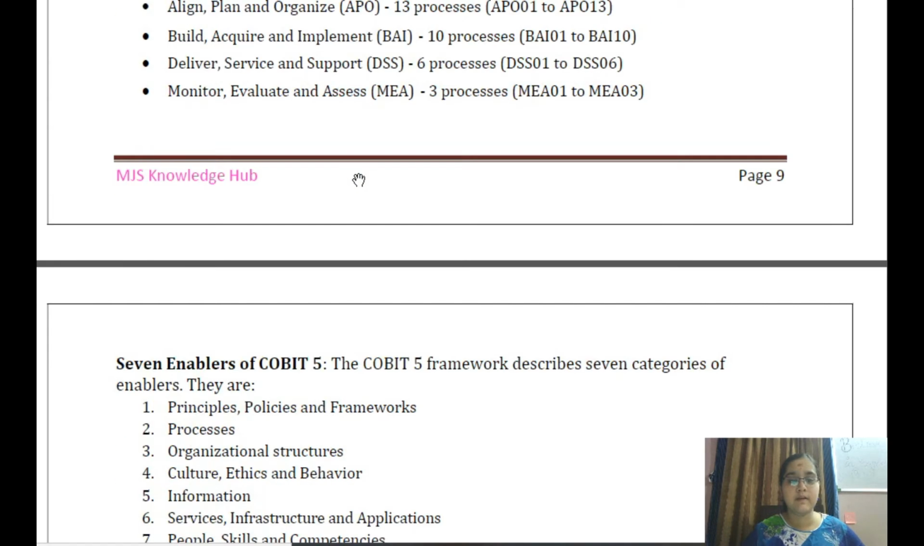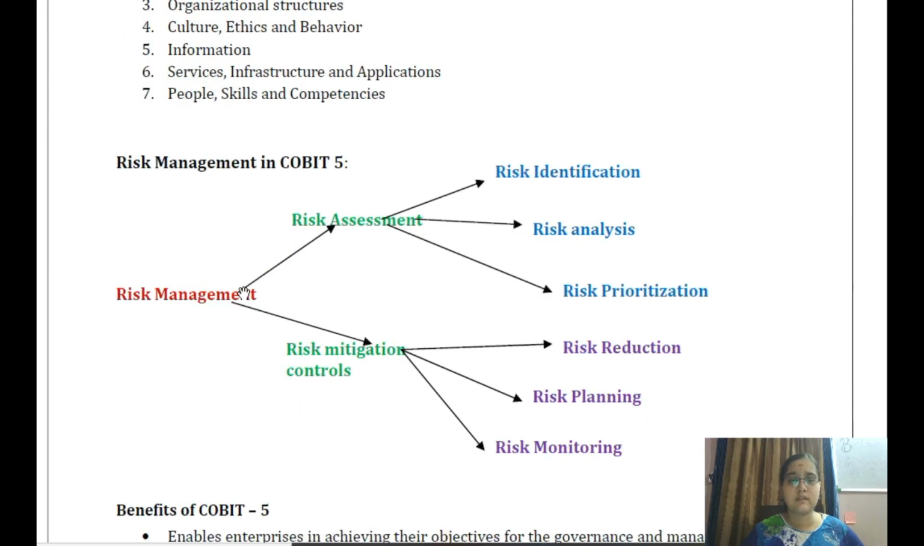Then how is risk management being done? Risk management is done in this way. First, they do risk assessment, and then they take the risk mitigation controls. When they do the risk assessment, they try to identify the risk, analyze the risk and prioritize the risk. And then when they take the mitigation controls, they focus on risk reduction, risk planning and risk monitoring. Therefore, the combination of governance and management processes helps in understanding the risk appetite of the organization. Also it tries to see what precautionary steps are taken by the enterprise so that it can reduce the risk to a maximum level.